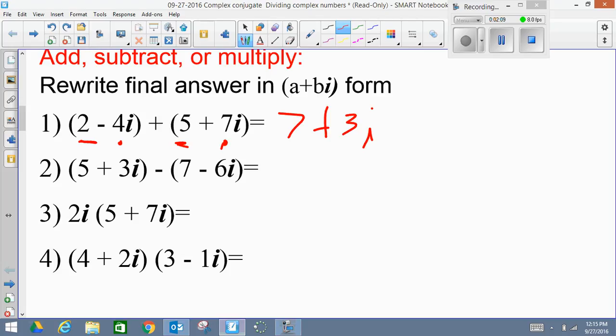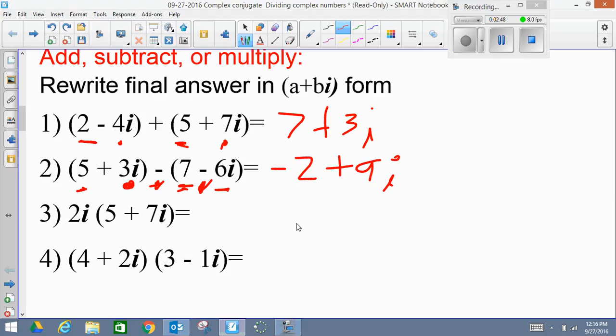The next one, you have a negative right there, so you're subtracting. You have to be careful when you're subtracting, because the signs of the 7 and the -6 will change. Again, like terms: 5 minus 7 gives me -2. Then 3i minus -6i, minus a negative gives you a positive, so 3i plus 6i is going to give you positive 9i. So adding and subtracting is straightforward. Combine like terms. Be careful with the negatives.